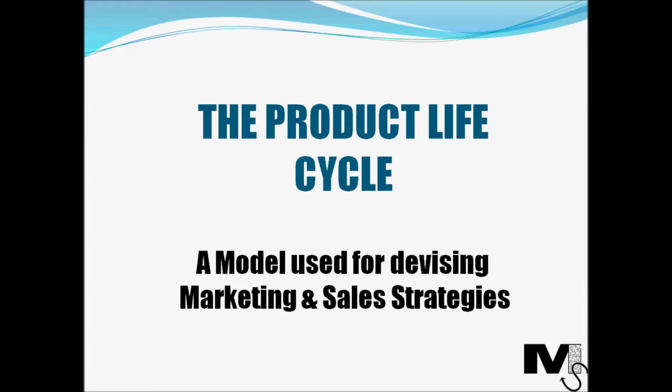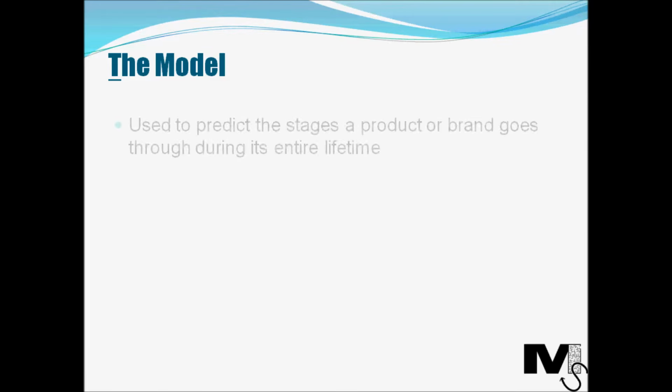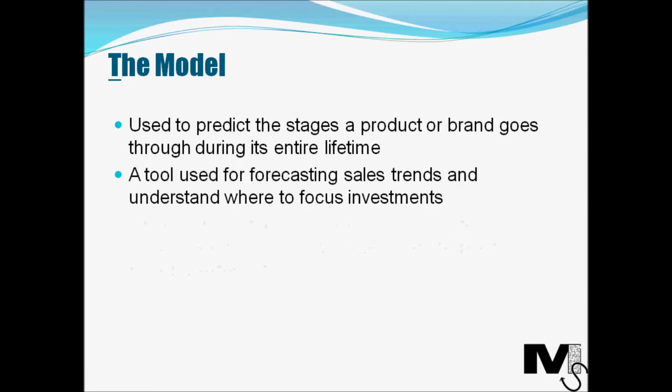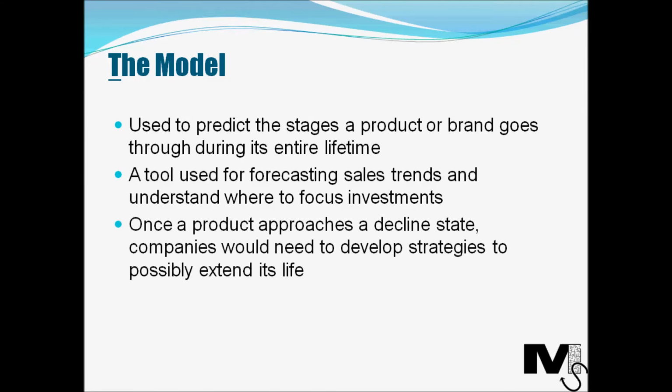So what is it used for? What is the tool or the model used for? It is basically used to predict the stages a product or a brand goes through during its entire lifetime. So right from the stages where a product is developed and then launched to the stages where you have a steady growth in sales, to the stages where there is a rapid growth, and then finally to the stages where the growth starts slowing down and ultimately the growth ceases to exist. So this is plotted against time, and that is essentially what the product lifecycle model is.